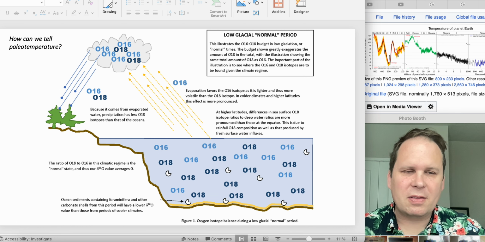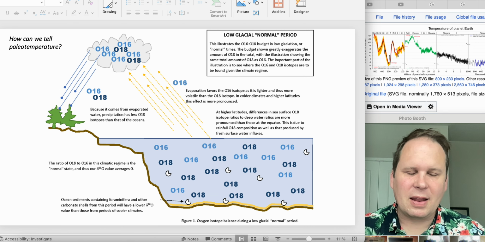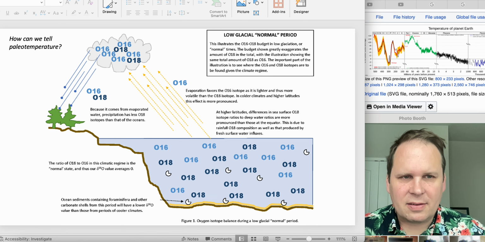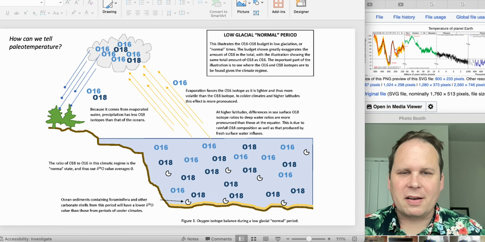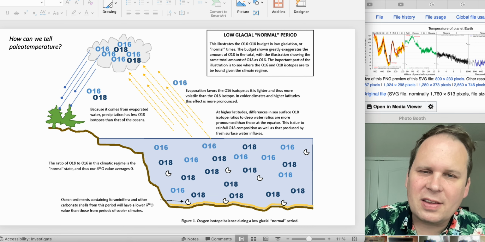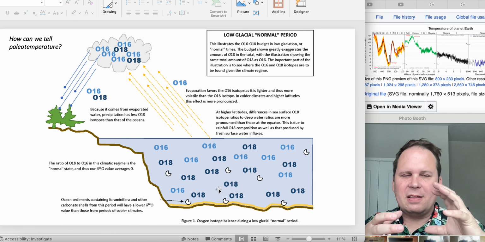If you've got a formation that's got something like carbonate in there, that's going to be like calcium carbonate. And the oxygens that are part of the carbonate ion are going to contain either oxygen 16 or oxygen 18. And those are actually going to be formed inside the water.